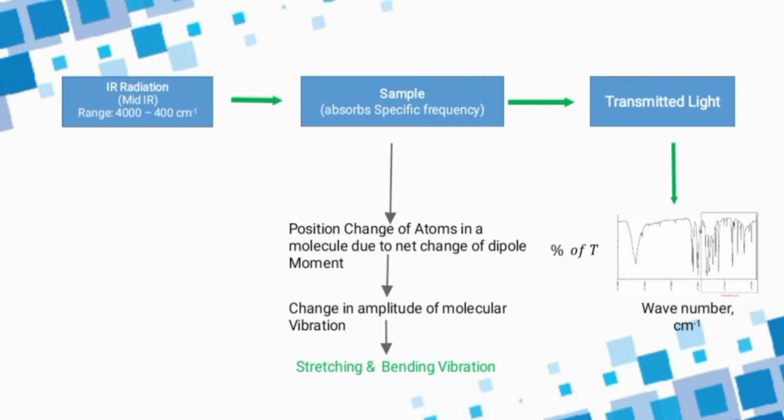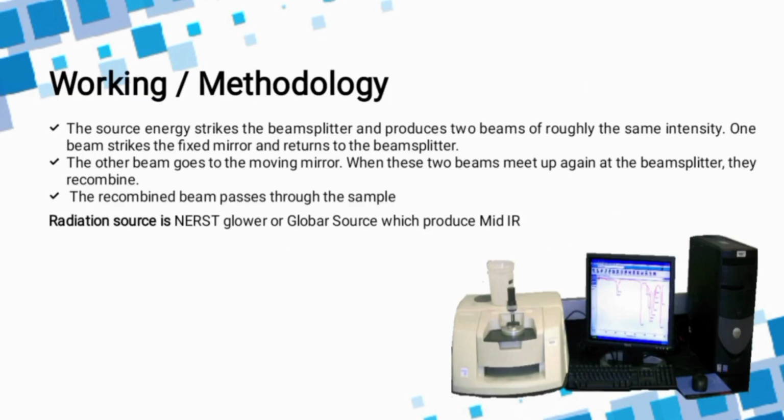Next, here is the picture of how we can get the graph. IR radiation, then sample, then transmitted light, and then we see the graph on the computer or the screen. Position change of atoms in the molecule occurs due to net change of dipole moment when we place the sample in the IR radiations, causing change in amplitude of the molecular vibration, and then it causes the stretching and bending.